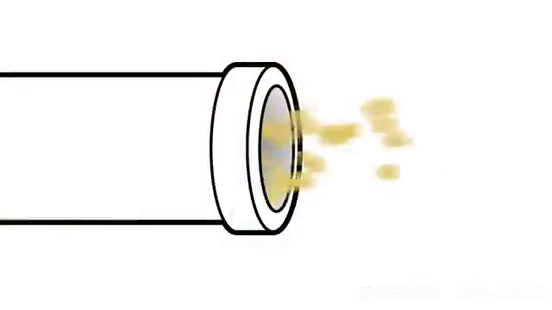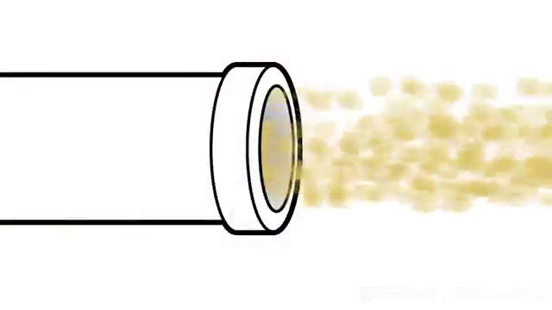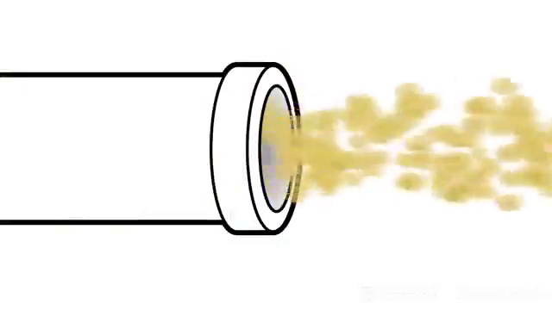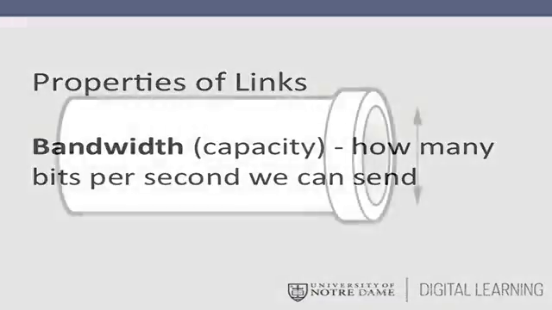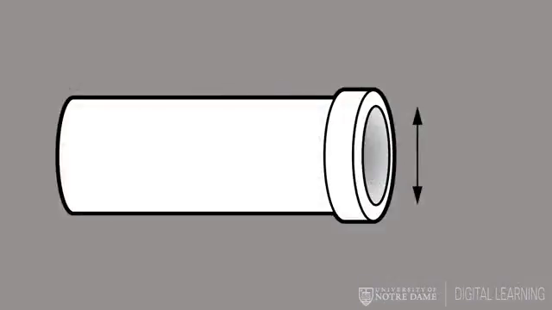So to illustrate these properties, let's think about a pipe, where our data, the packets, are going to flow as water down this pipe. So the first property we want to look at is something called bandwidth, or the capacity of our link. Much like the height or the diameter of a pipe is going to tell you how much water you can send down a pipe, we're going to do the same thing when we think about a network. We refer to this as bandwidth, and this frequently is going to be measured in bits per second.